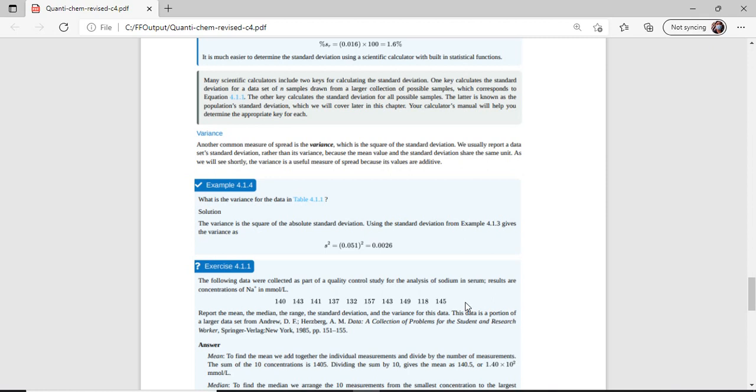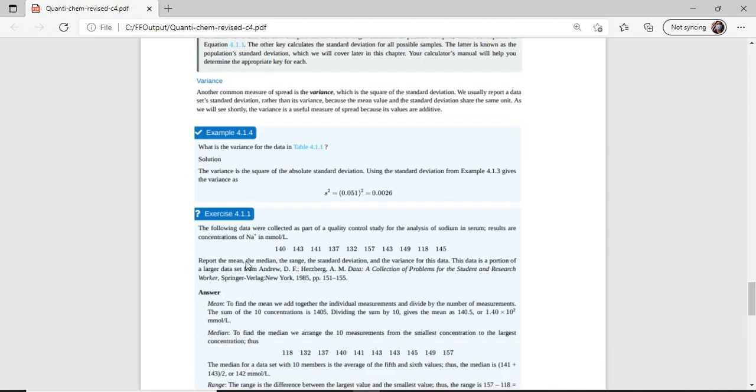So, count how many values there are. It is important to count the data: 1, 2, 3, 4, 5, 6, 7, 8, 9, and 10. You have 10 data points. Report the mean, median, range, standard deviation, and also your variance. This data is proportional to the larger data set from the source.